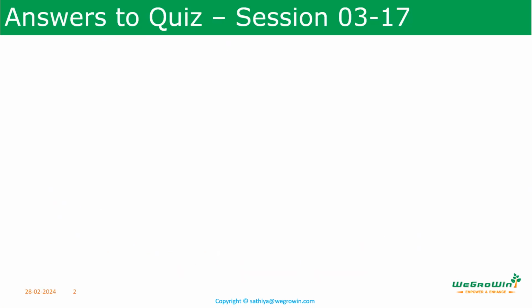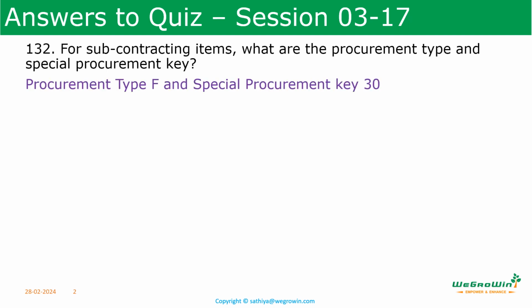Before going to the session, let us see the answers for the quiz we discussed in the previous session. For a subcontracting item, what is the procurement type and the special procurement type? The procurement type is F and the special procurement type is 30.